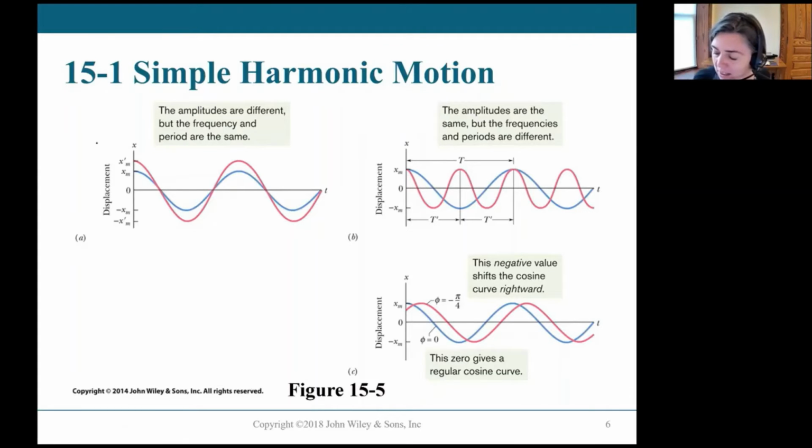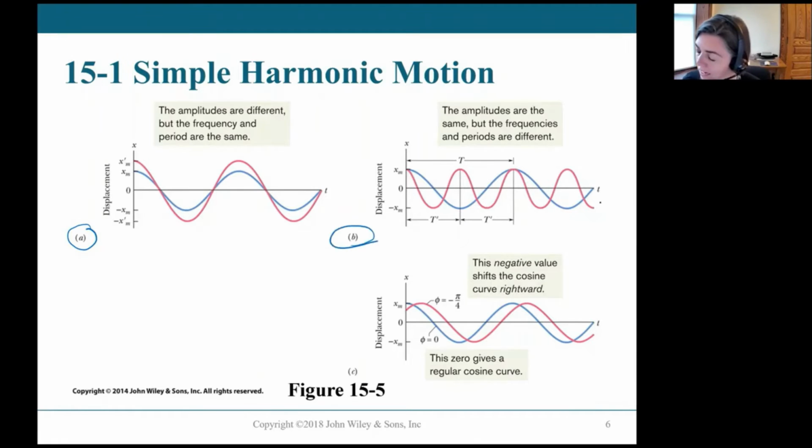So if you look at this first graph, A, we've got two different cosine functions shown there, one in blue and one in pink, and there the amplitude is the thing that's different, right? The distance between the equilibrium position, the 0 line, and the highest point is different for the pink and the blue, but those curves are otherwise the same.